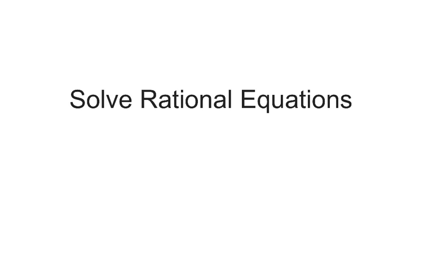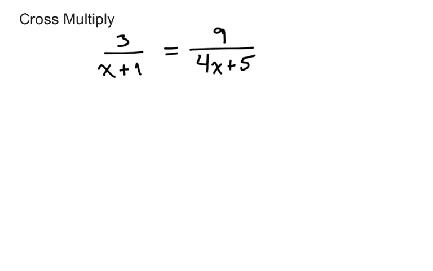Solving rational equations looks kind of intimidating at the start, but with a couple of strategies, we can make this process a lot easier. First of all, cross multiplying. What we want to do when we're trying to solve a rational equation is to get rid of the rational part, get rid of the fractions.